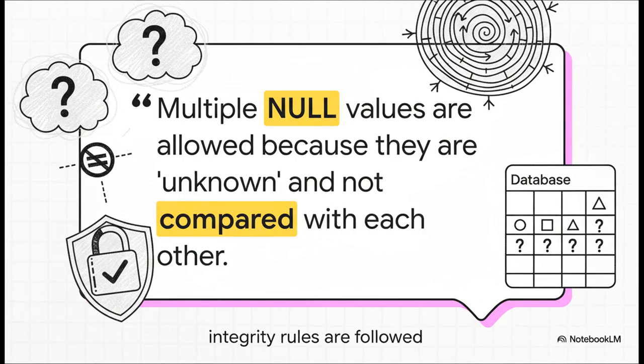And that's the brilliant little piece of logic right there. Since the database sees null as "I don't know," it can't prove that one "I don't know" value is equal to another "I don't know" value. So they aren't treated as duplicates. The integrity rule isn't broken, it's just being interpreted with this really clever twist.